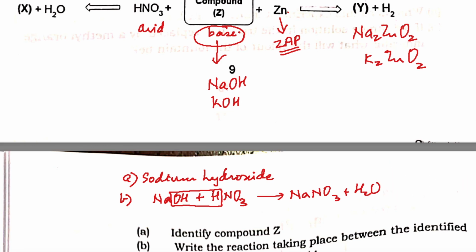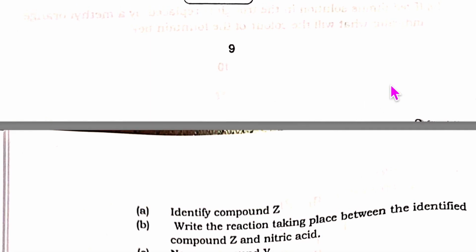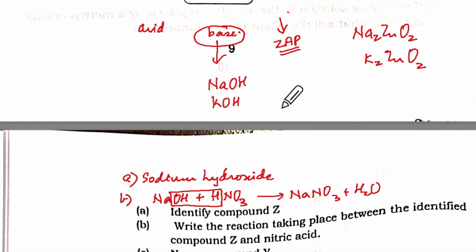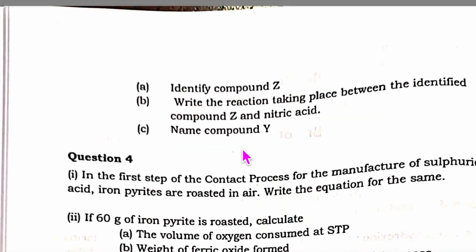Agreed? And name the compound Y. Where is the compound Y? This one, no? No, this one. This is Y. So your answer to name the compound Y is going to be sodium zincate. So this was maximum confusion in many of you.